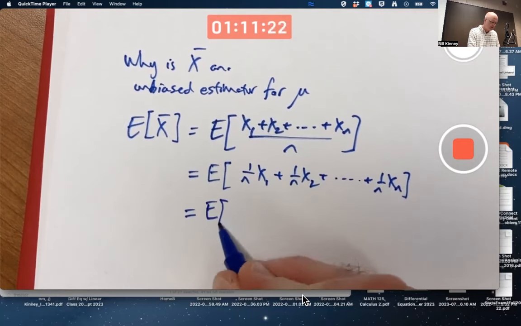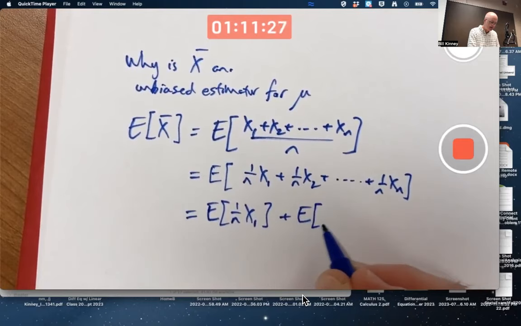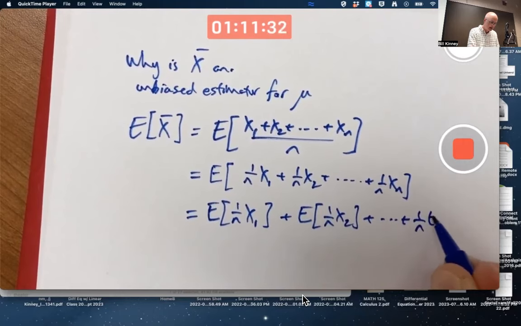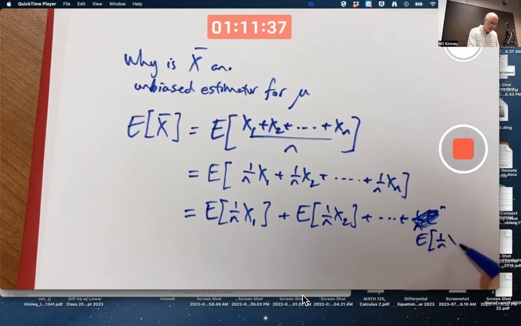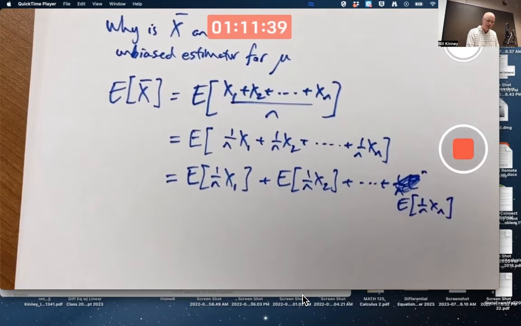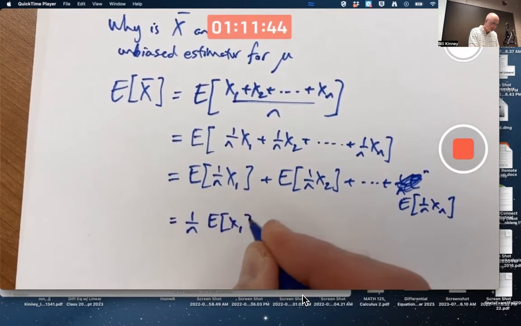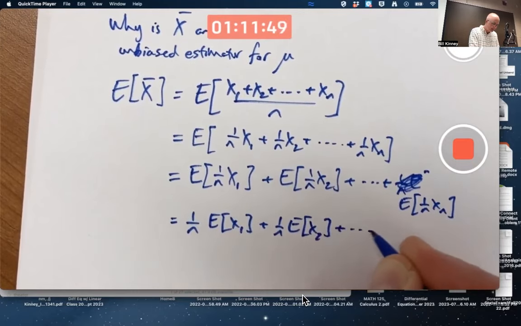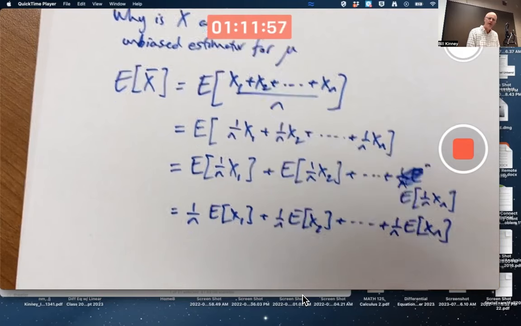Expected value is linear. The expected value of a sum is the sum of the expected values. And you can pull out constants. The 1 over n's can come out in front. And if we want, we could write this all as one fraction, though we don't need to. What do you do now?